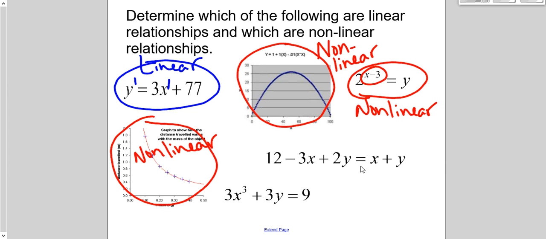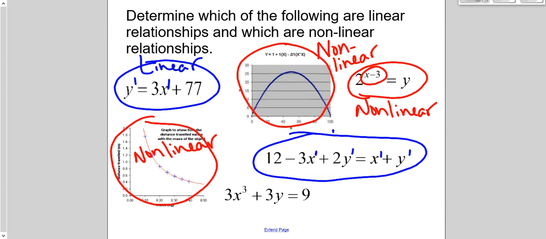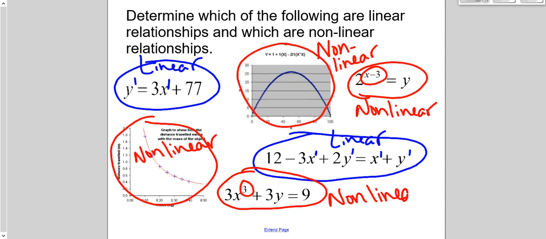Okay, how about this next one? As we look, we can see that we have 12 minus 3x plus 2y plus x plus y. All these variables don't have an exponent on them, so they would all be 1s, which means that this is linear. If we graphed it, it would be a line. And then this last one here, we have an x cubed. See how we have an exponent of 3? 3 is definitely bigger than 1, so this would be non-linear.